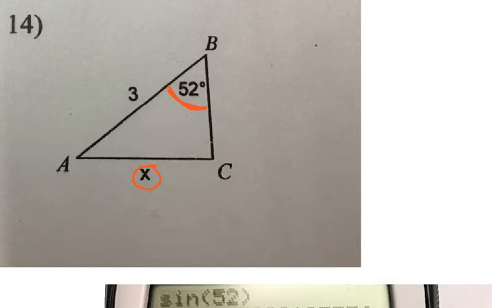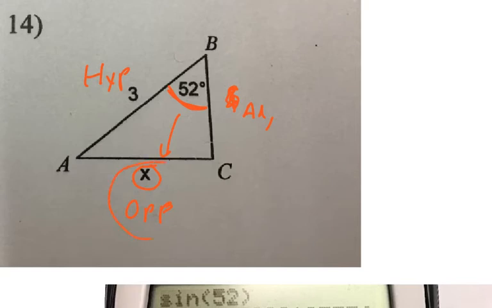So notice the X here is opposite of the 52-degree angle, right? The 3 is the hypotenuse. We're missing this side, but we're not asked to find that side. We're not going to worry about the adjacent side because this is the adjacent side. Okay? So, can we find the missing side X, which is opposite of 52?